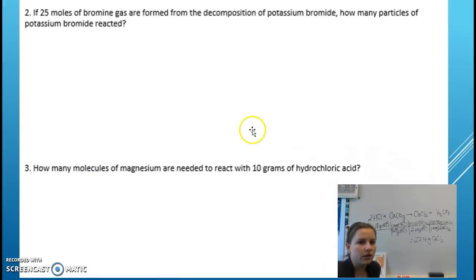And then these same things here, we're just going to go to molecules, or we're going to go to particles, which would be the 6.02 times 10 to the 23rd.